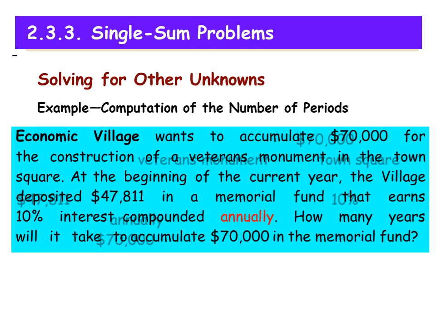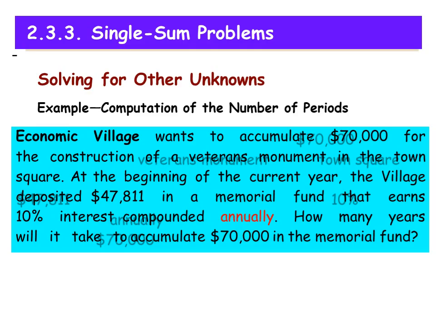Then for our n value, when we calculate using the future value, our future value is $70,000 equal to present value, which is $47,811, times 1 plus our i value, which is 10%, that means 0.1.